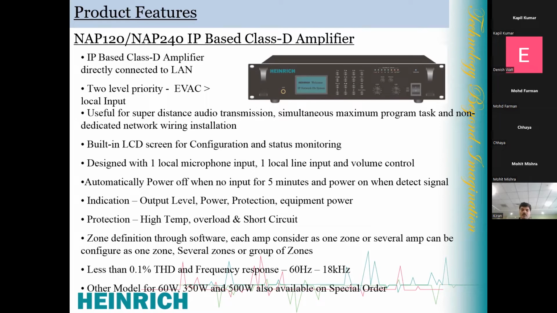At each 500 or 800 meter, we can place one IP-based controller and we can make a single wire run up to 800 meter. So for these kinds of applications, you can utilize our single zone IP-based PAVA system. And this controller has the amplifier inbuilt; these are available in 3 wattages, 120 watt, 240 watt and 500 watt.